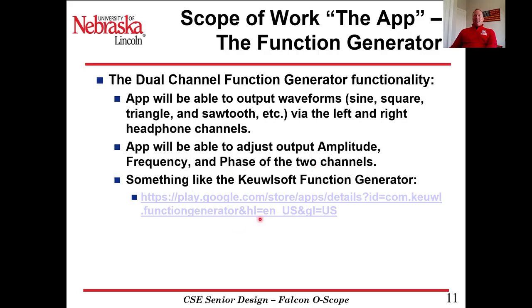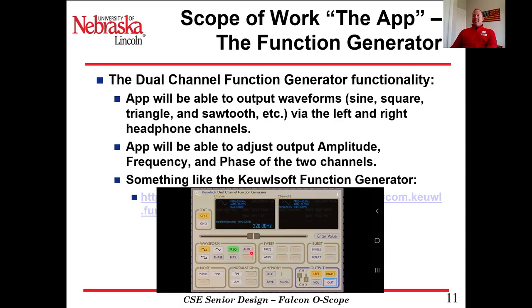And it'll be something like, and you can take a look at the Google Play Store at the CoolSoft function generator. It looks like this, and that's what I've had in the slides so far. You're able to choose the different outputs, left and right or both, and choose the frequency and phase, amplitude of the different channels, the two different channels on that output waveform.